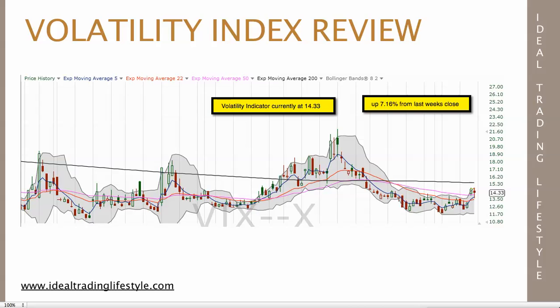So with that said, and to wrap things up here, we can see that the volatility indicator is currently at 14.33. This means that we actually are up 7.16% from last week's close. So we're definitely a little bit higher. Although we're not within our normal trading range between 12 and 14, we are still below the 200 EMA. If we get up above that 200 EMA, at that point we'll start to show a little bit more concern.